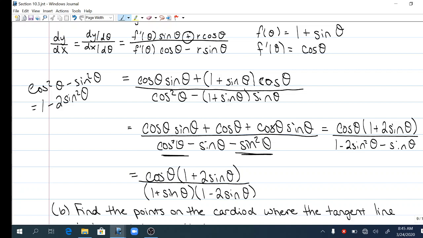Then I want to evaluate this at pi over 3. So evaluate theta equals pi over 3. I will let you try that on your own. You should get -1 for your final answer when it is fully simplified.